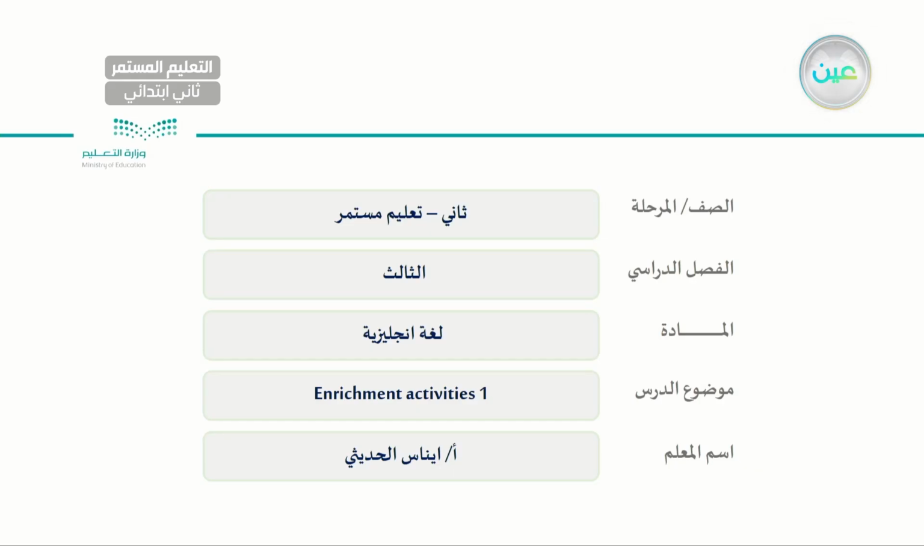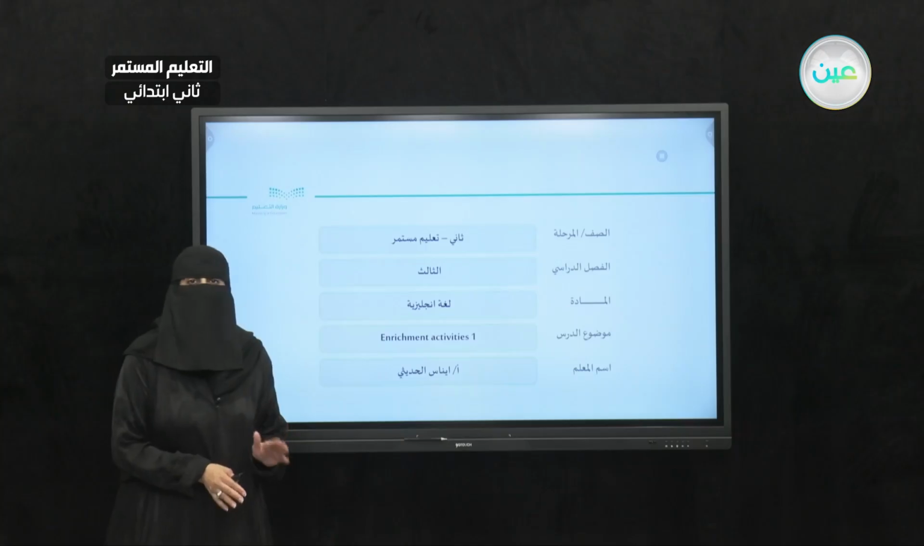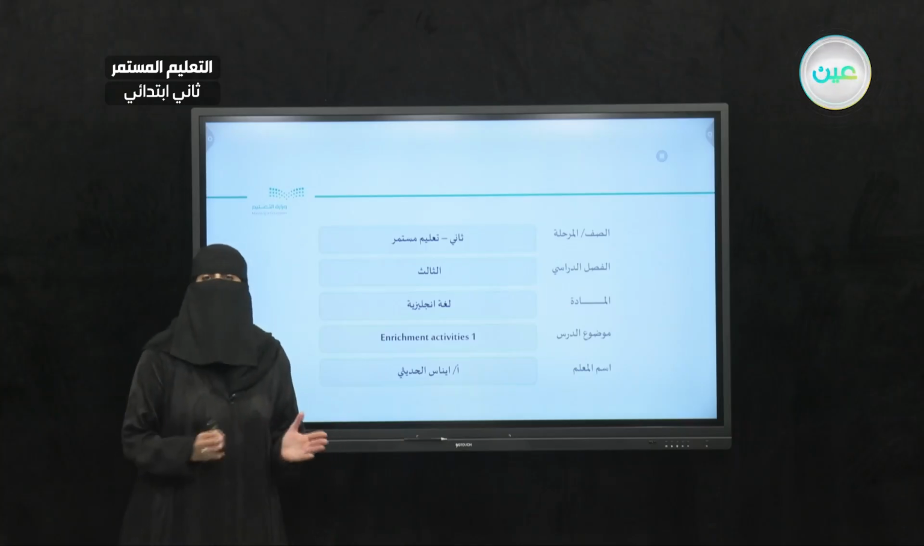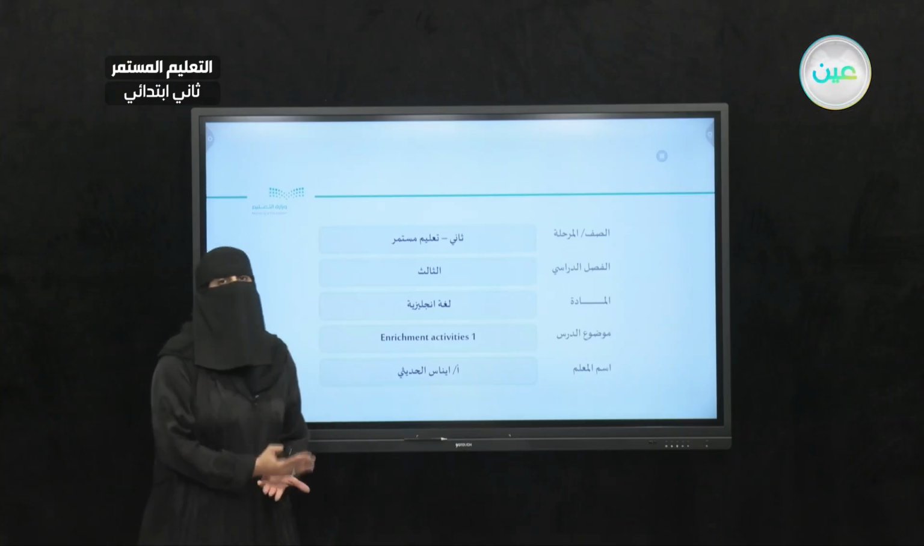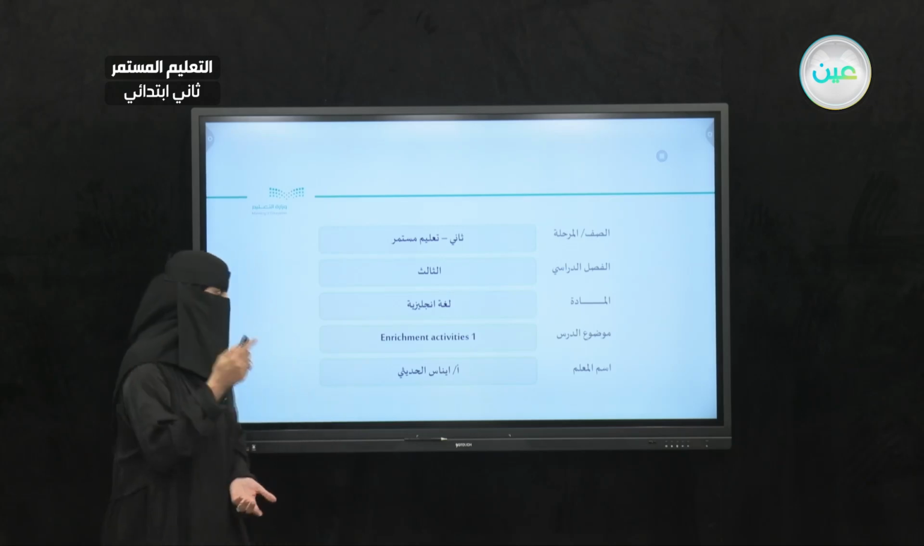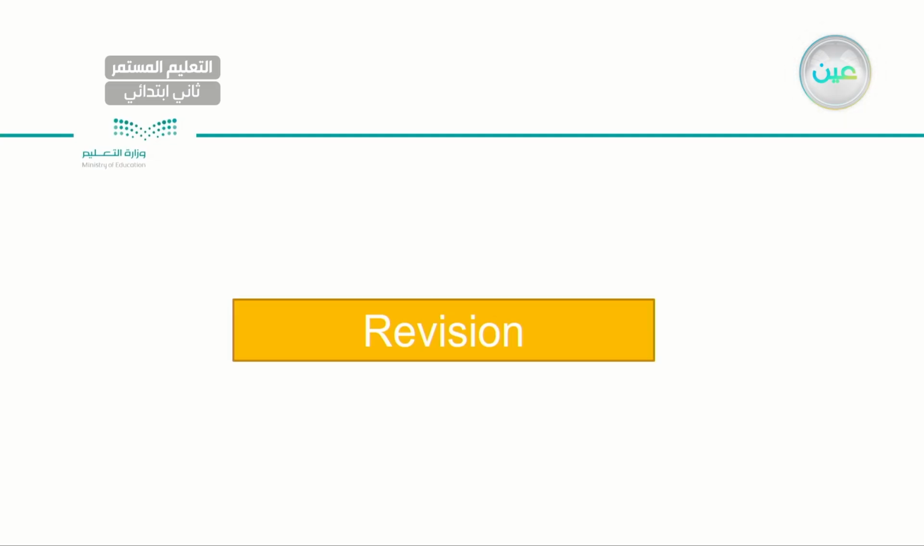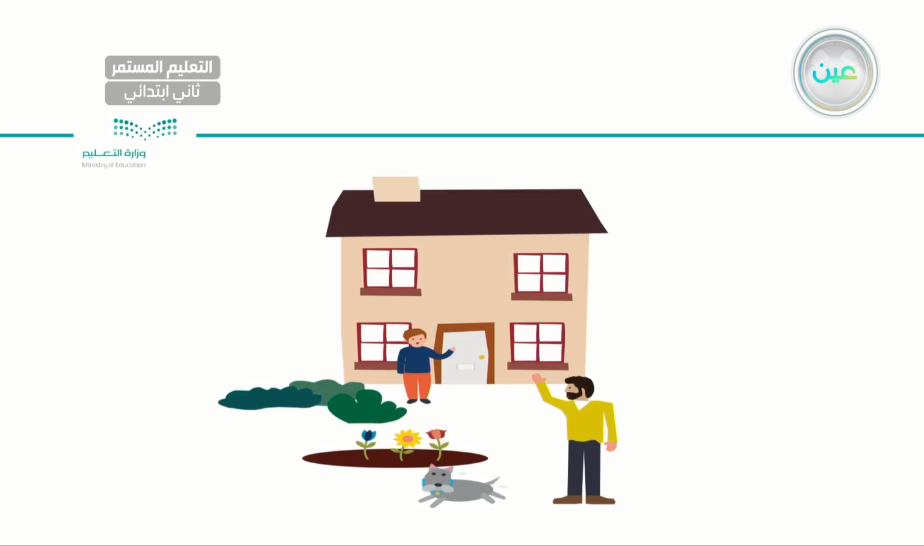So as you can see, we have our enrichment activities number 1, where we will try to cover the most important information that we learn throughout our semester. So let's start. So basically, this is a revision trying to cover some of the most important information that you might for a reason have missed. So this will be your chance.